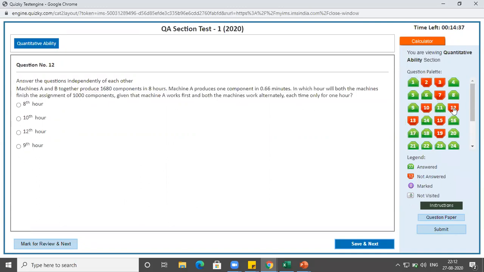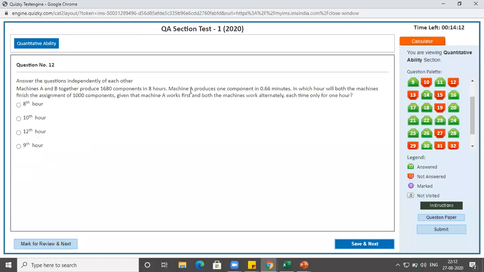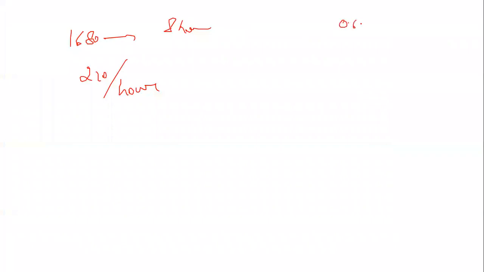Question number 13 we have reached. Question number 12. Machines A and B together produce 1680 components in 8 hours. Okay, this is a time and work question. When A and B work together, they are producing 1680 components in 8 hours. So that is like 210 components per hour. Key efficiency: when they're working together, machine A produces 1 component in 0.66 minutes.